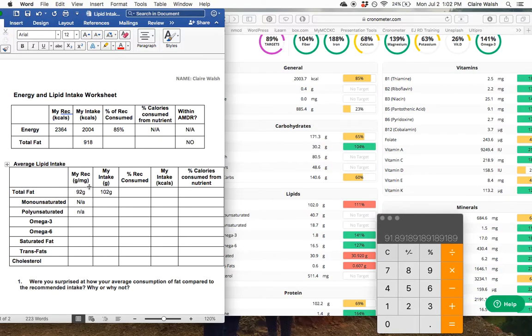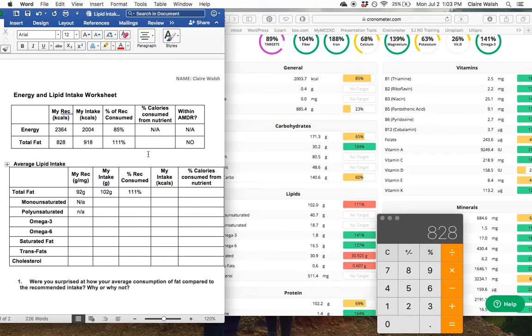So now, the way that we figure out how many calories your fat recommendation was is by doing the same kind of math that we did before. 92 grams of fat times 9 calories per gram is 828 calories from fat was the recommendation. And the percent of the recommendation that you consumed is already calculated for you here at 111%. So you can fill that in here and here. This is a good time to check your math. If you divide your intake by your recommendation, you should get the same number that's listed in Chronometer.